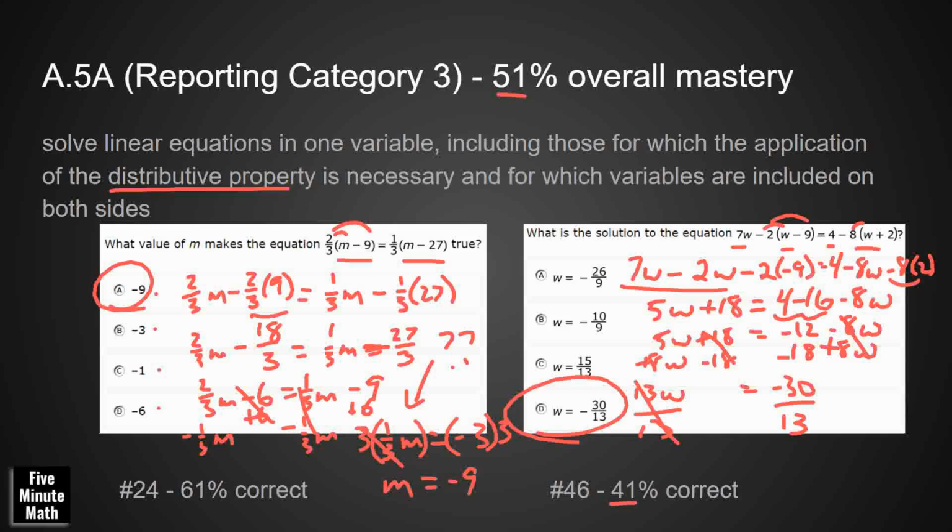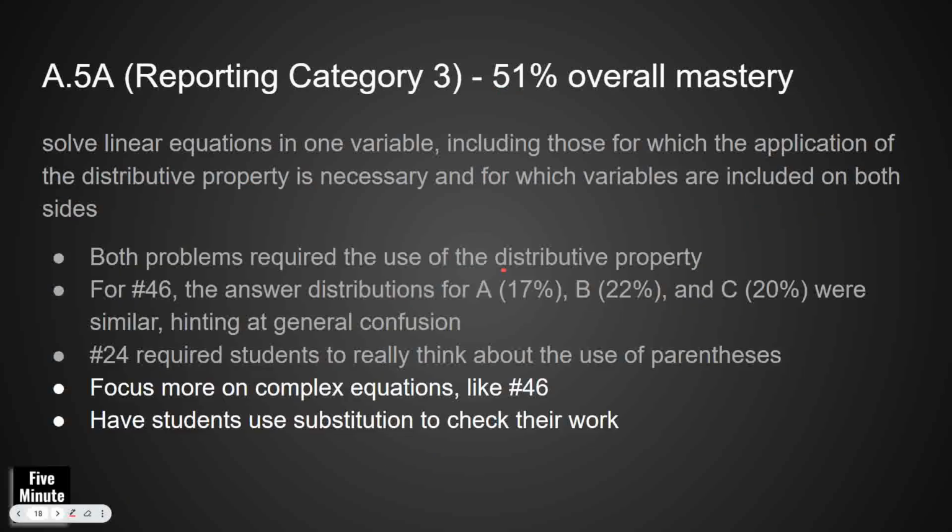Now, you see we had a lot more difficulty with that 41% than we did with our 24. And honestly, I think the problem here was we had these terms on either side that did not need to be distributed. I think that messed some students up. So obviously, we're using the distributive property that is in our standard. And like I said earlier, we had to distribute on both sides of the equation, not just one.